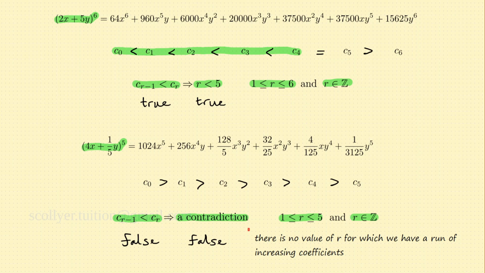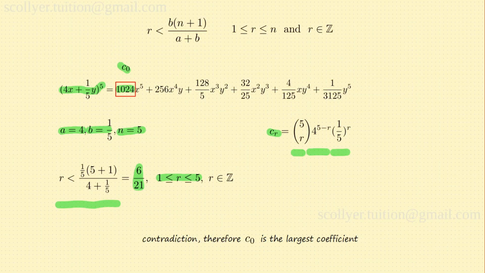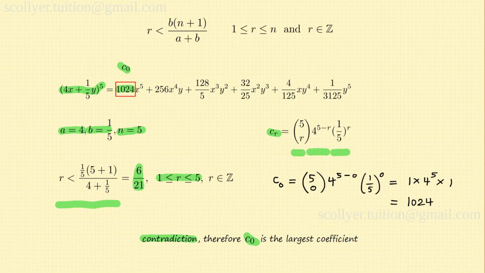And so in fact, the contradiction, the false statement, is giving us the following useful information. It's telling us that there is no value of r for which we have a run of increasing coefficients. And if we have no run of increasing coefficients, that means that the first coefficient, c sub 0, must be the largest coefficient. And so in the case of 4x plus 1/5 y to the 5, the conditions on r give a contradiction, and that tells us that c0 is the largest coefficient. And finally, we can calculate c sub 0 in the normal way as we've done before by substituting 0 into the formula for c sub r, and that evaluates to be 1024.